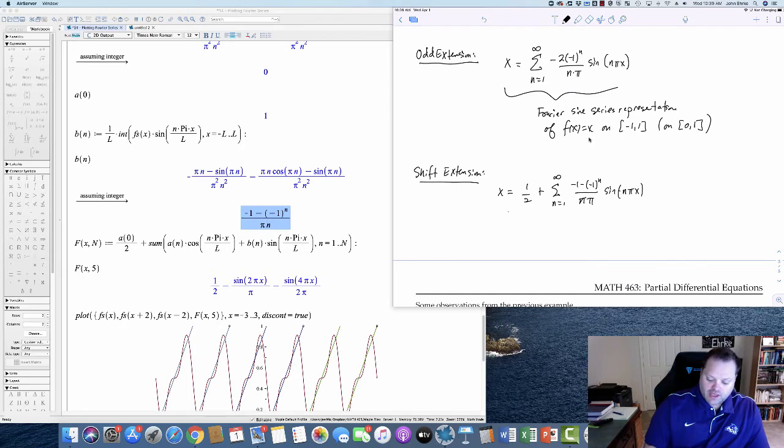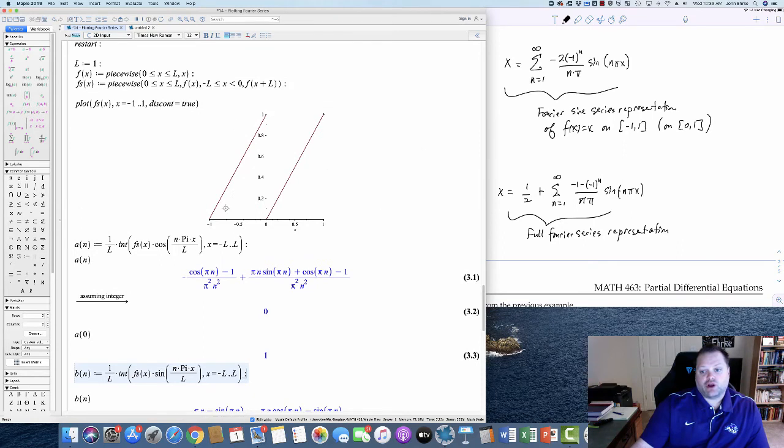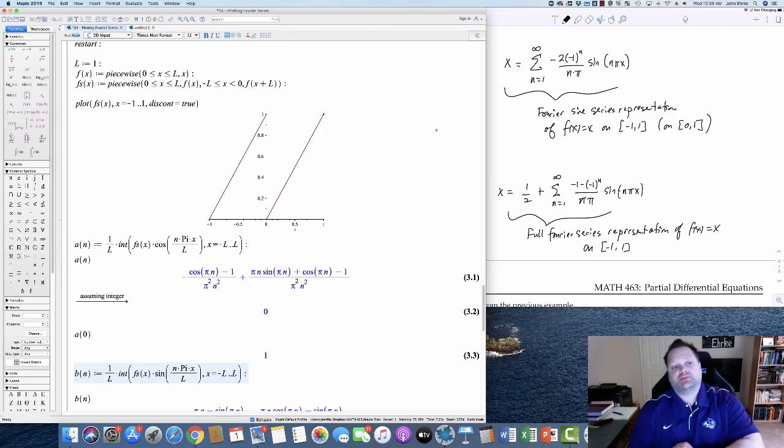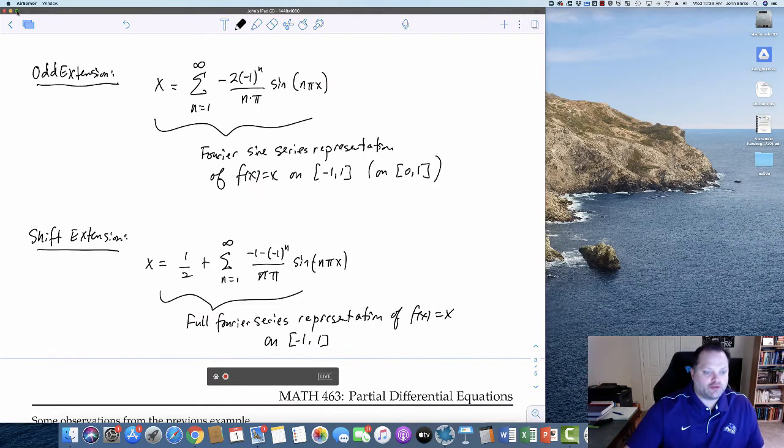So this is actually a full Fourier series. It required both cosine and sine to represent this function because the starting function was neither even nor odd. When you do the shift extension, this is neither an even nor an odd function, so it technically required the cosine term there and some sine terms. So this is the full Fourier series representation of the function x on the interval from minus 1 to 1 via a shift extension. All right, so what have we learned from all of this?